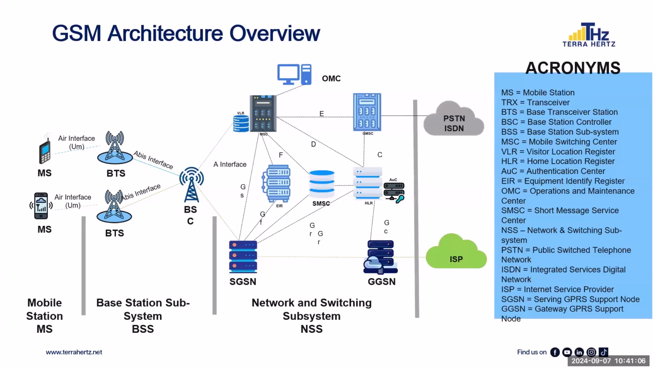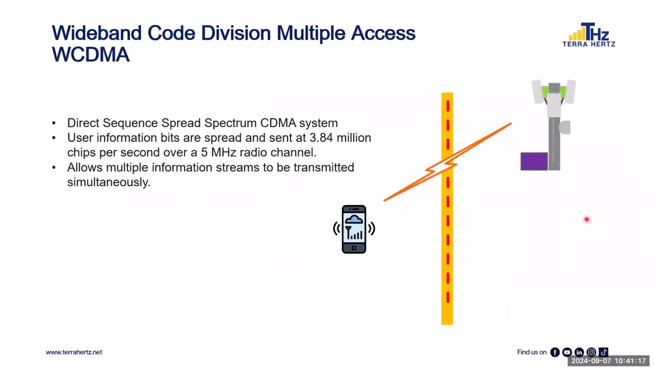Now we go to 3G, okay, because I'm running out of time. For 3G, ito naman yung ating 3G. 3G is a third generation phone, okay? So direct sequence spread spectrum, the CDMA, the code division multiple access system. It uses a 3.84 million chips per second over a 5 megahertz radio channel, and allows information streams to be transmitted simultaneously. Essentially, it uses a code division multiple access.